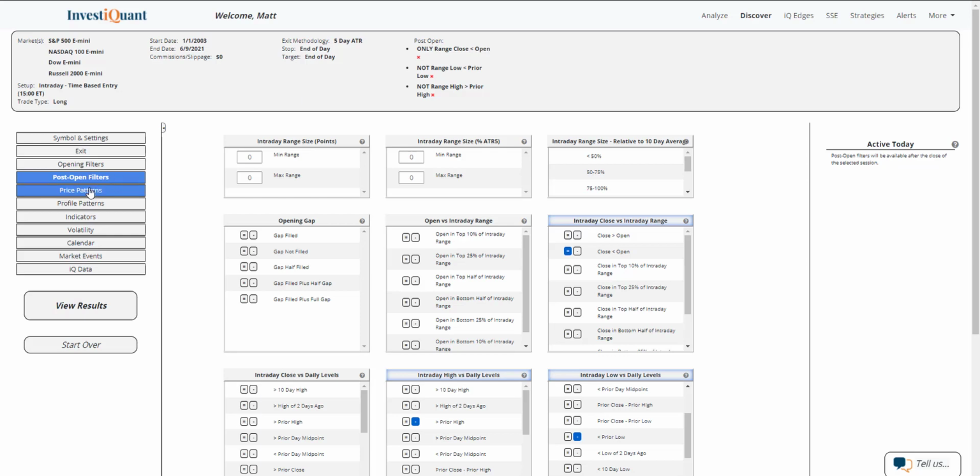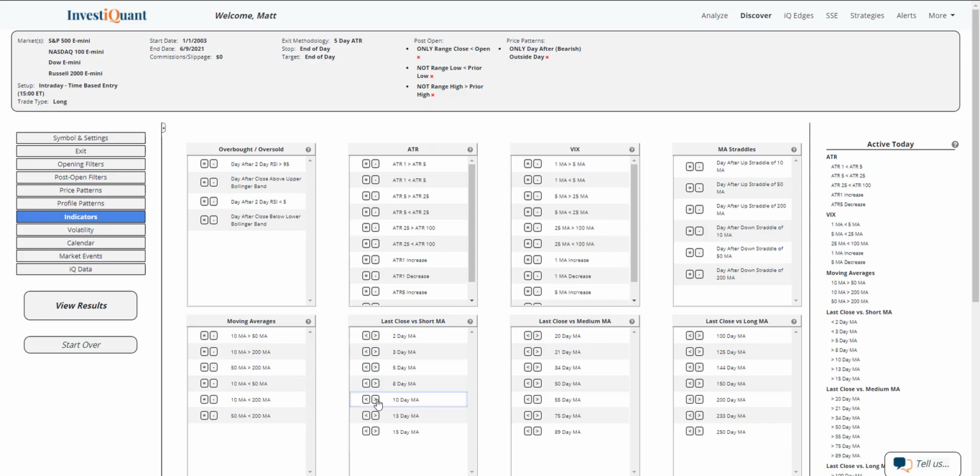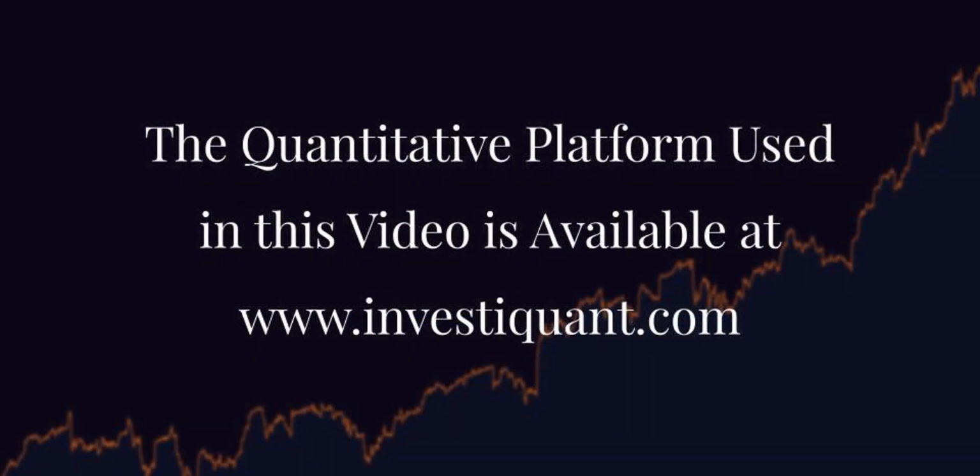Next, I'm going to go into the price patterns library and say that yesterday was a bearish outside day. I'm just going to grab that from the active today section. I'm going to click on the candlestick pattern day after bearish outside day. That is available here in the candlesticks category. And then lastly, I'm going to put it in a similar market environment. We are in a strong market environment above a 10, above a 200-day simple moving average. Now I can click view results.